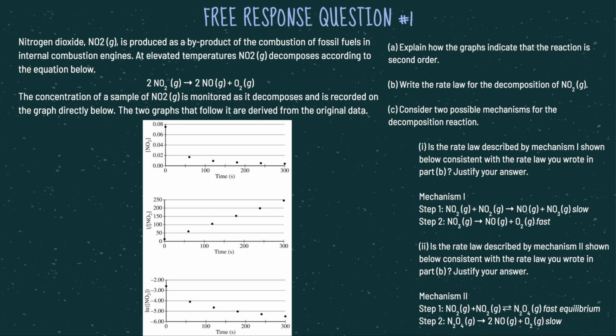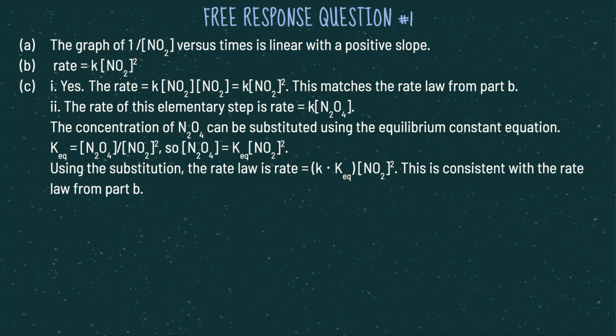For the second part of part C, it asks us if the rate law described by mechanism 2 is consistent with the rate law we wrote in part B. We will use the second step of the mechanism for the rate law because it is the slowest. The rate law for this mechanism equals K times the concentration of dinitrogen tetroxide.